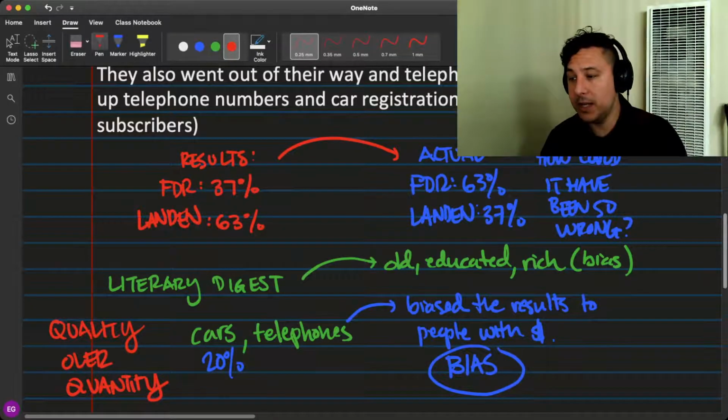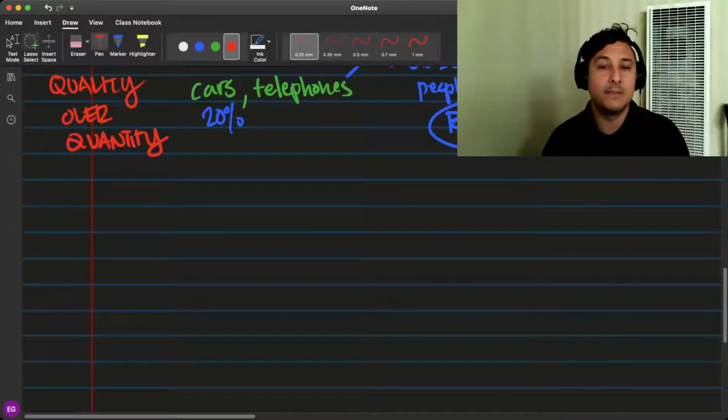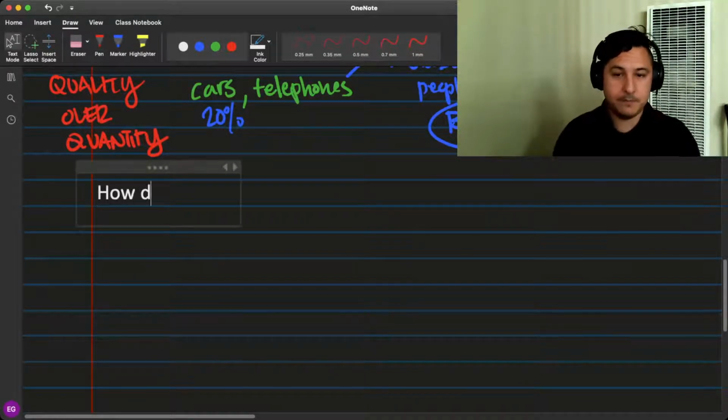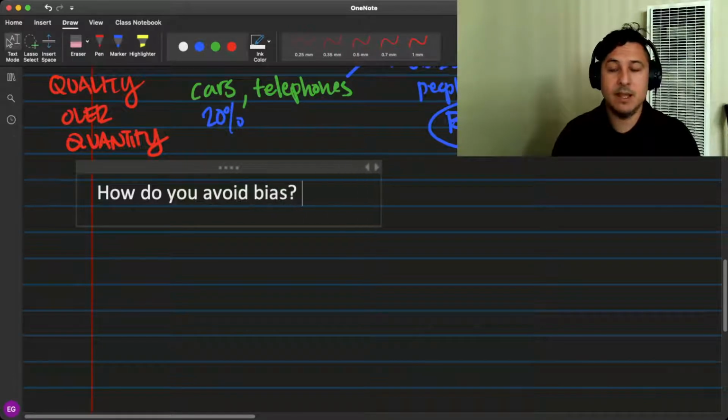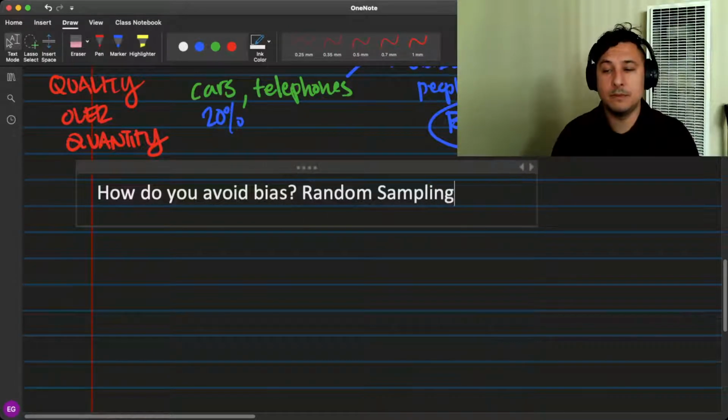So now the question becomes, how do you get a good random sample? How do you avoid bias? And we've talked about that a little. And you do that by random sampling.